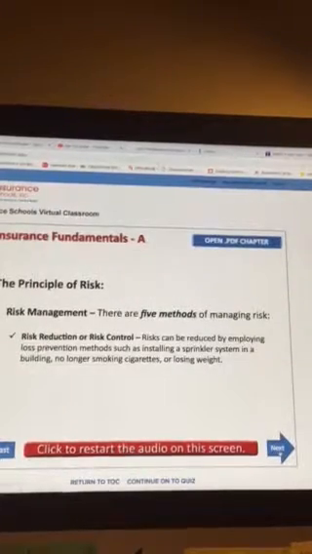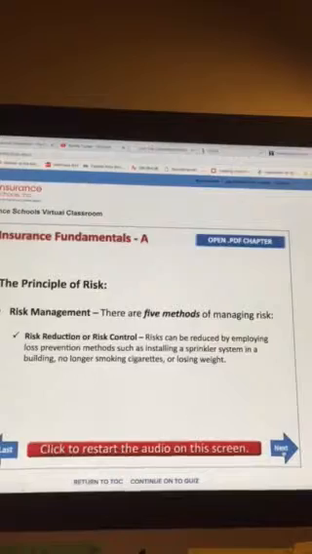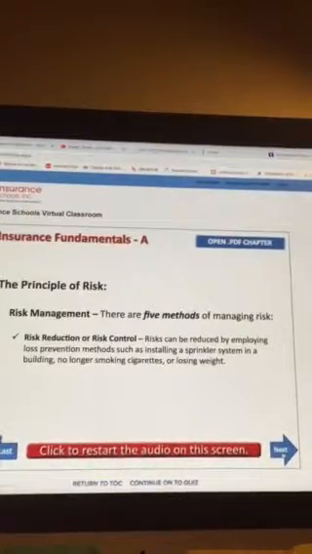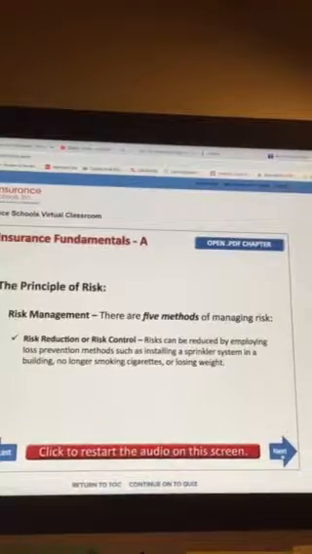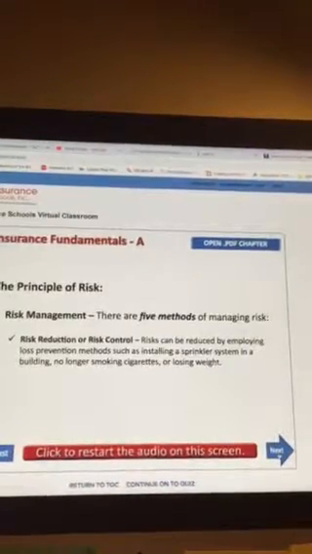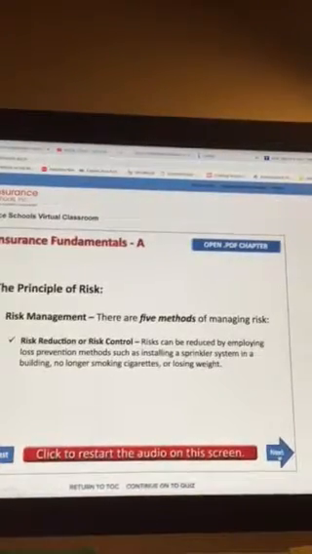The fifth and final method of risk management is known as risk reduction or risk control. Risks can be reduced by employing loss prevention methods such as installing a sprinkler system in a building, no longer smoking cigarettes, or losing weight. Usually, employing risk reduction methods will lower the insurance premium for an insured.